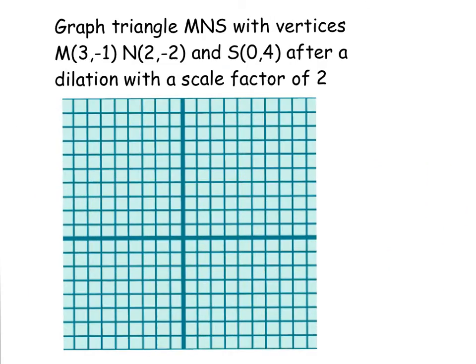The first thing we're going to do is graph the original. So M is at (3, -1), and N is at (2, -2), so pretty close together there. And then S is over none and up 4.